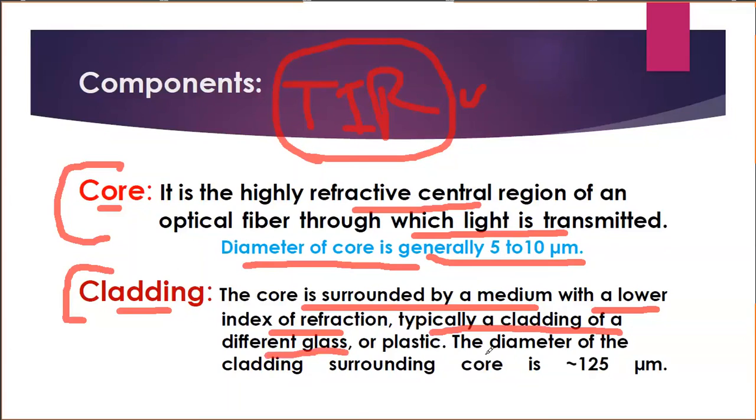Okay, and you see the diameter of the cladding is around 125 micrometer. So these are some rough numbers. Of course, plus or minus may be there, but the core will be around 5 to 10 micrometer, and this cladding diameter may be around 125 micrometer. Okay, let me come to the next part.